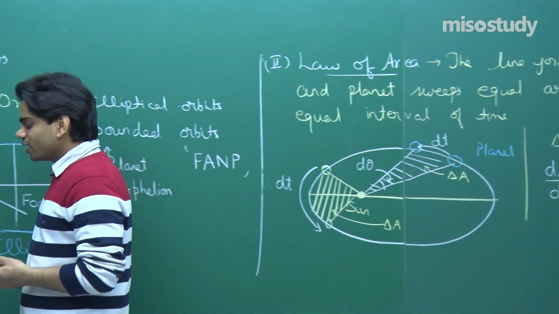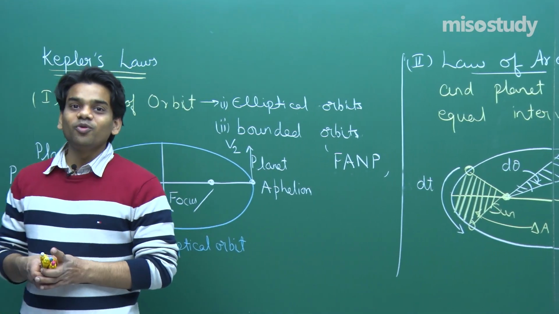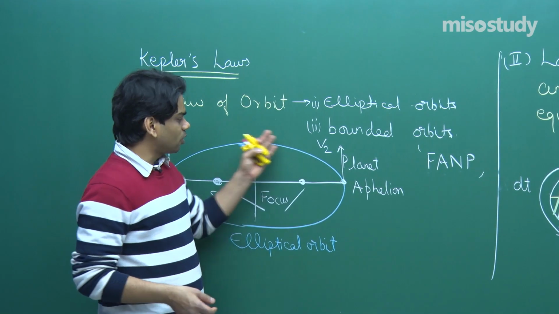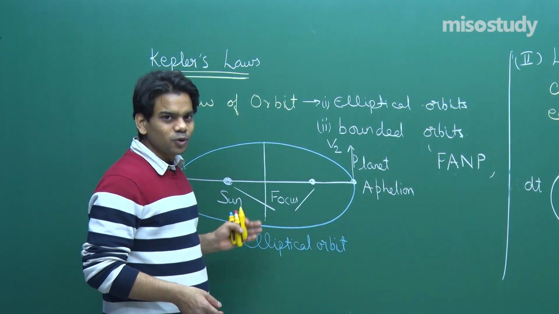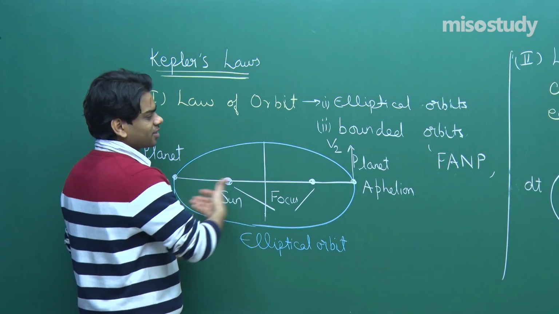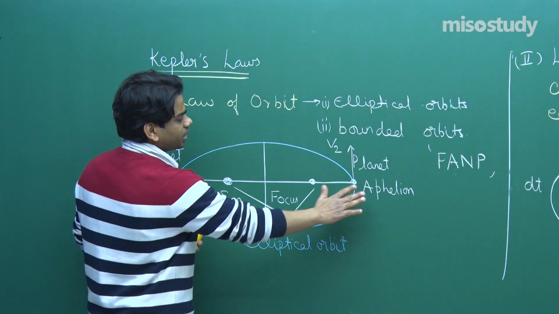And the third law is based upon the fact that a planet is moving in an elliptical orbit. First of all, I was talking about this elliptical orbit. This is the first law. I told you that every planet is moving in an elliptical orbit. Now I have shown you two axes. In the last class I told you this is the minor axis, this is the major axis.